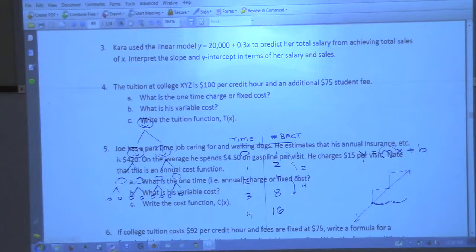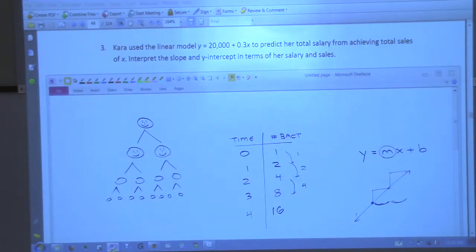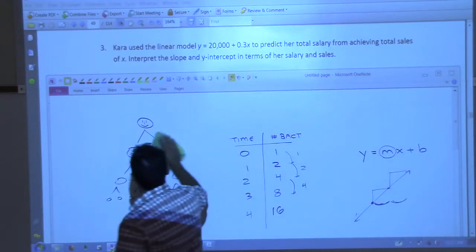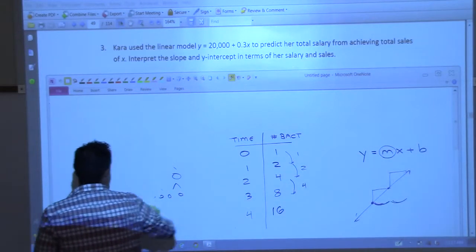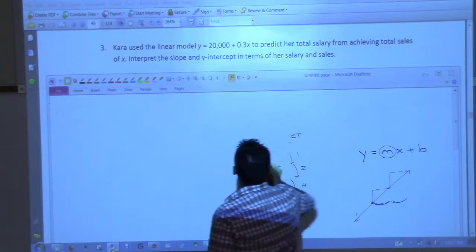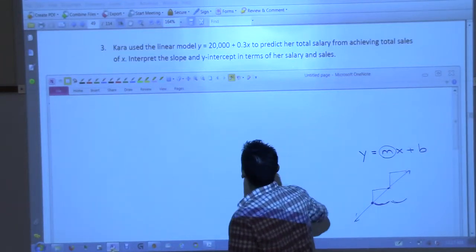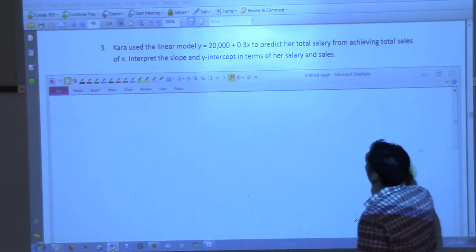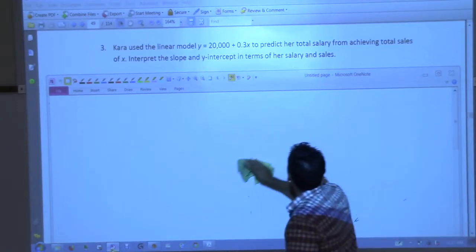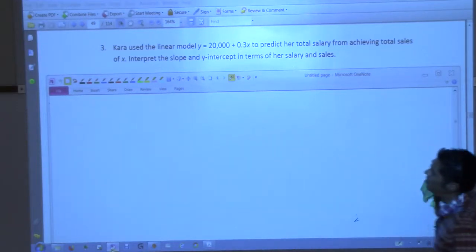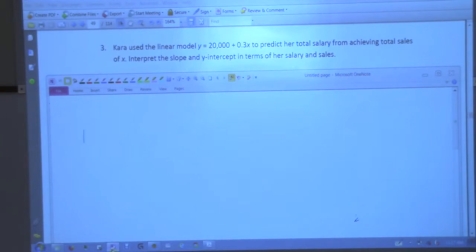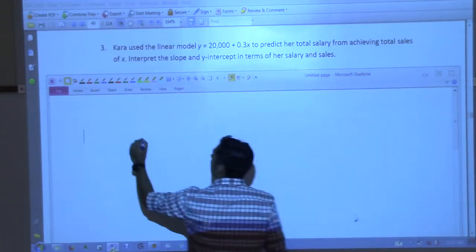Let's talk about Kara. What is her name? Let's go with Kara. Kara used the linear model y equals 20,000 plus 0.3x to predict her total salary from achieving total sales of x. Interpret the slope and y-intercept in terms of her salary and sales. Okay. So let me write this model down here.